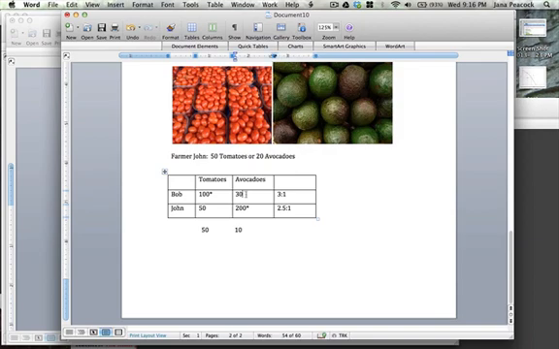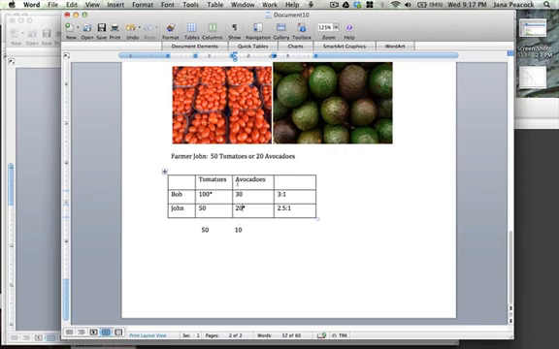For every 1 avocado Bob makes, he has to give up 3 tomato plants that are planted. Whereas John, for every 1 avocado that he makes, he only gives up 2.5 tomato plants. So John's a little more efficient at making avocados. His opportunity cost per avocado is lower, so he should create avocados, while Bob's opportunity cost per tomato is lower. And you notice here this should be 20.